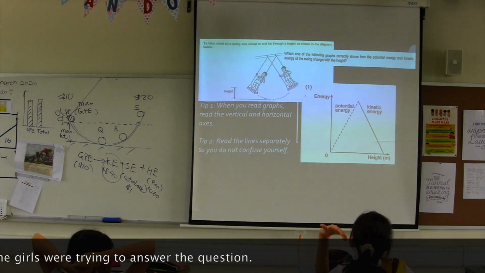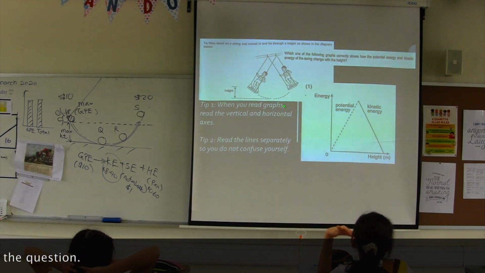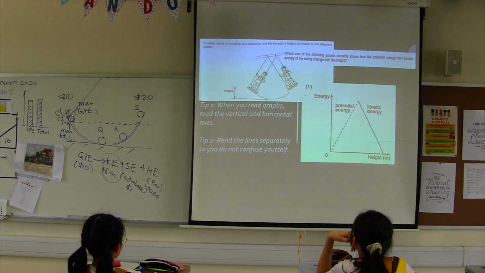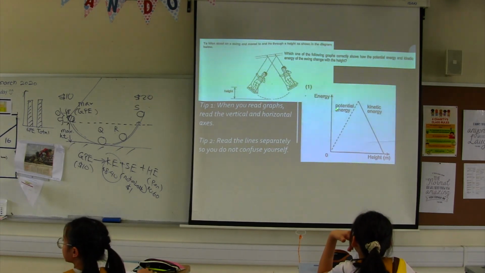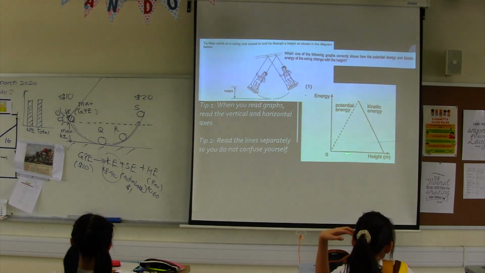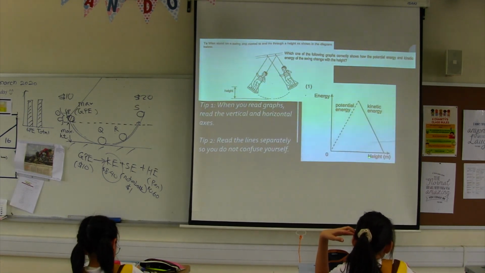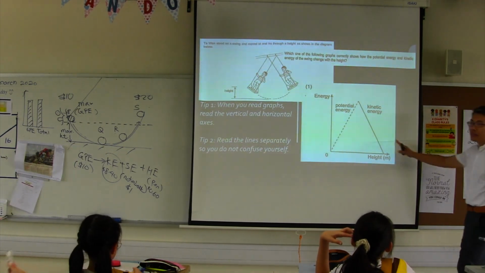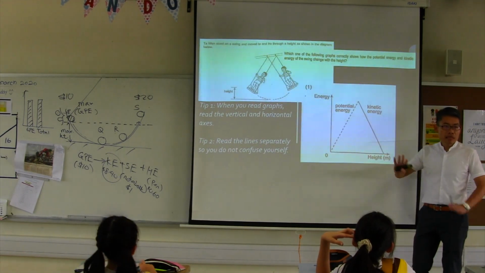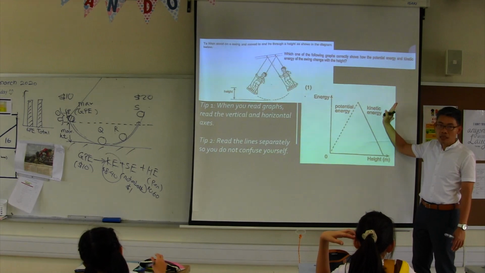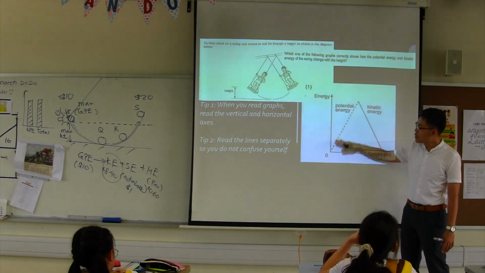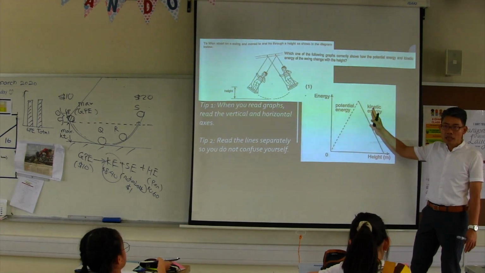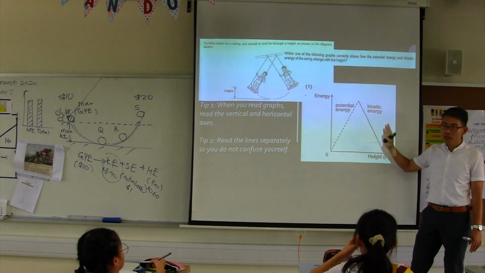Now, when you read a graph, I give you 2 tips. First one, you must read both axes, vertical and horizontal. The vertical one tells you it's all about energy. The horizontal one tells you it's about height. Second one: who tried to read them together? I thought it was difficult. I will read them separately. As in, I'll ignore kinetic energy first and look at PE, and check, is the PE line correct? Then I'll ignore PE and look at kinetic energy, and check, is it correct? Does it make sense? I'll read them separately first.